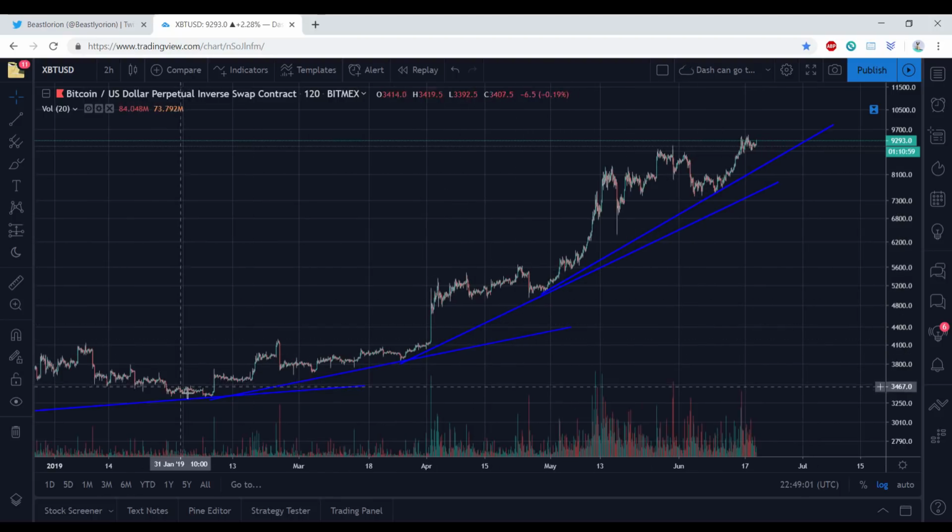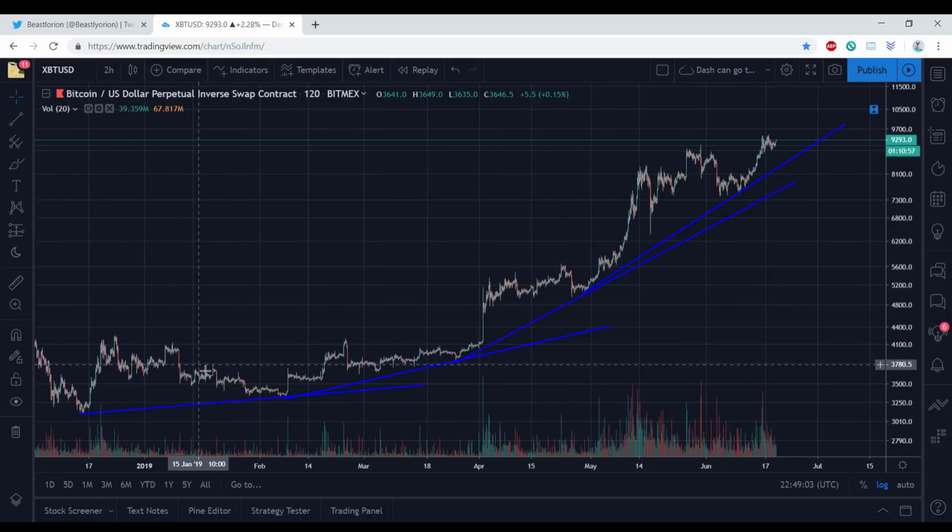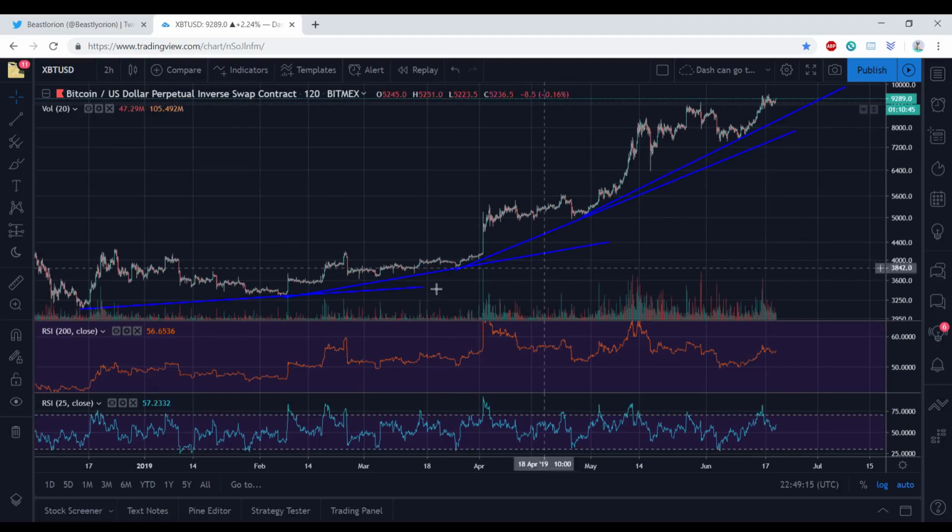So this is just one kind of trend. Another thing we want to look at, if you want to identify a trend, is you can check the RSI on a longer time period. I've got my RSI settings here. We have one set to 200 and one set to 25. This is on the 2 hour. Usually I have these settings on the 1 hour candles, but this is just fine on the 2 hour as well.